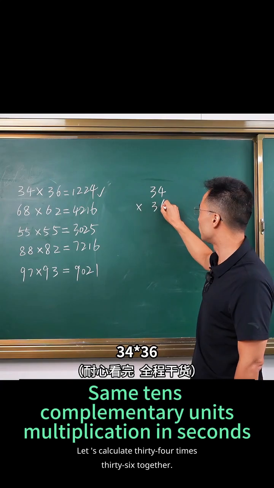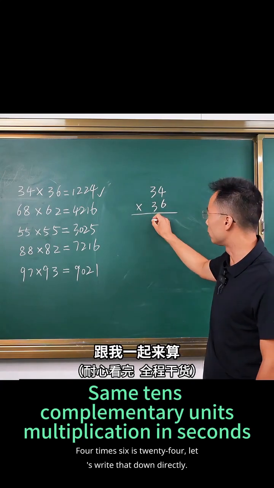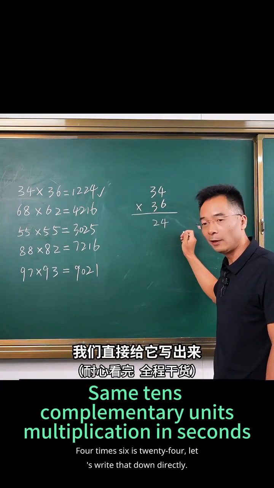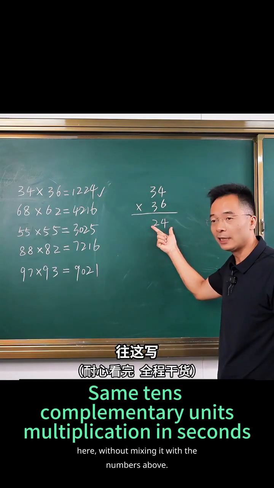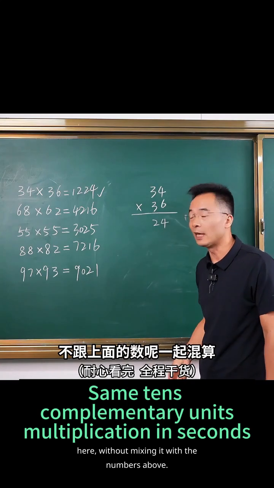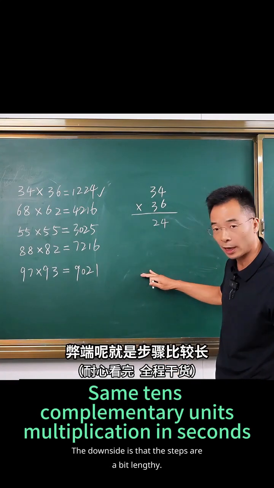Let's calculate 34 times 36 together. 4 times 6 is 24. Let's write that down directly. It simply takes the numbers and multiplies them, writing the result here without mixing it with the numbers above. The downside is that the steps are a bit lengthy.